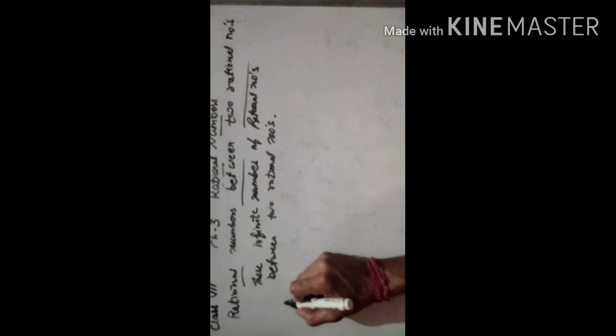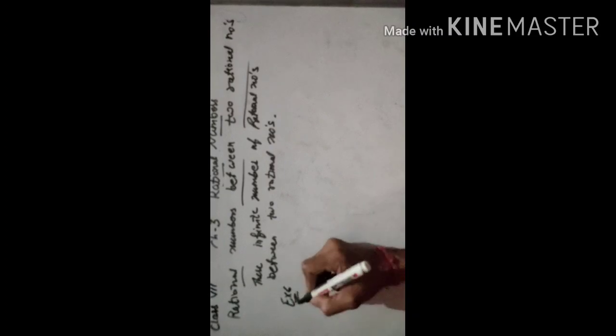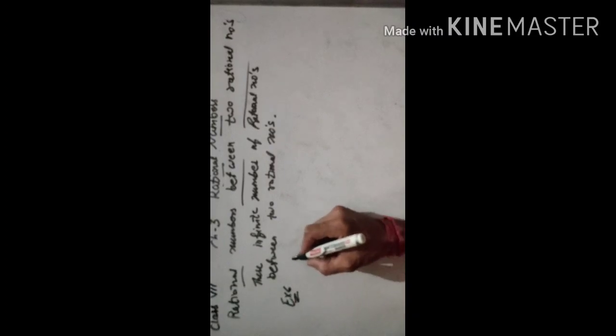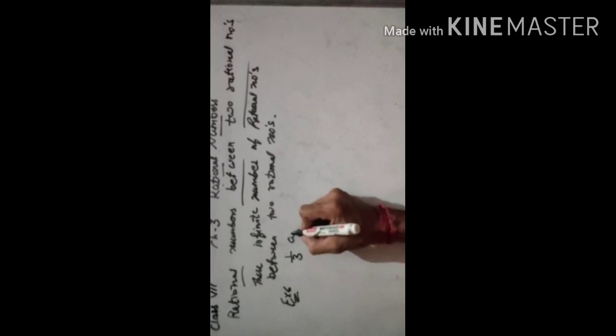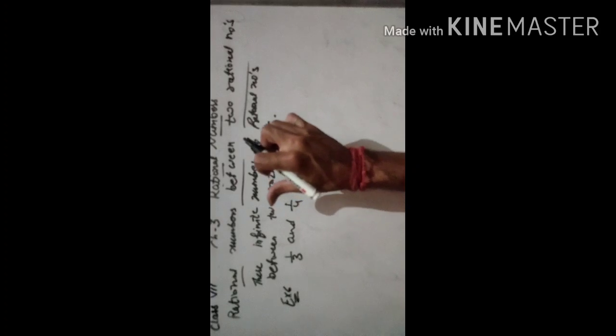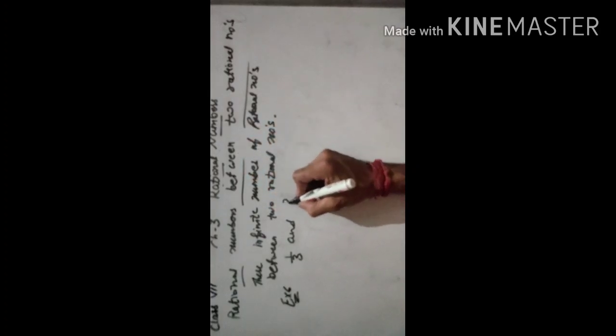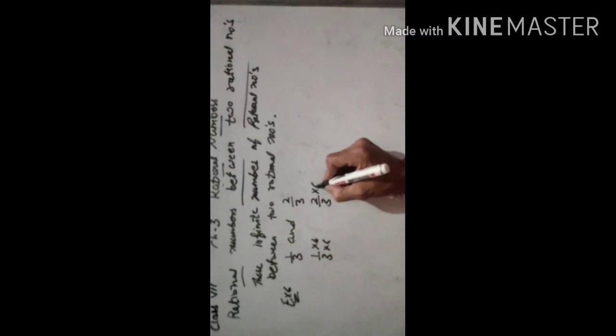Now the method for this. Example 6: insert 5 rational numbers between 1 by 3 and 2 by 3. Here the denominators are the same. So for 5 rational numbers, you can multiply numerator and denominator by 6. 1 by 3 into 6 by 6. You can multiply with 10 also. 2 by 3 into 6 by 6.